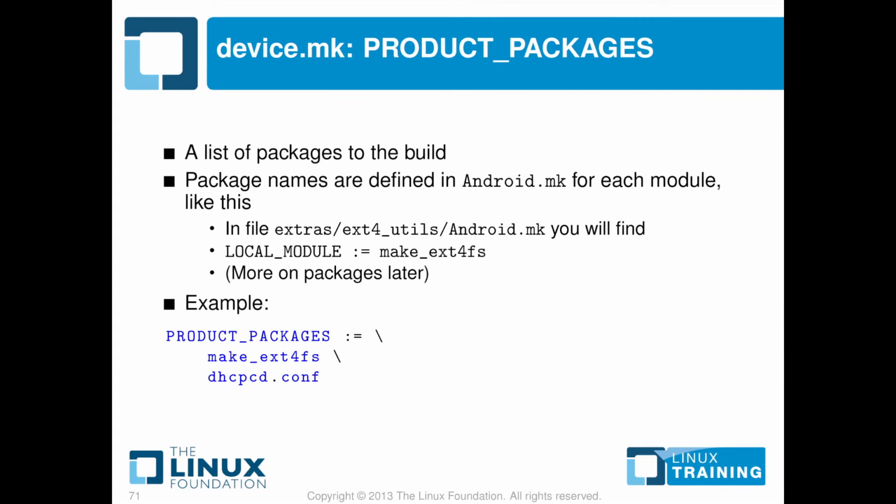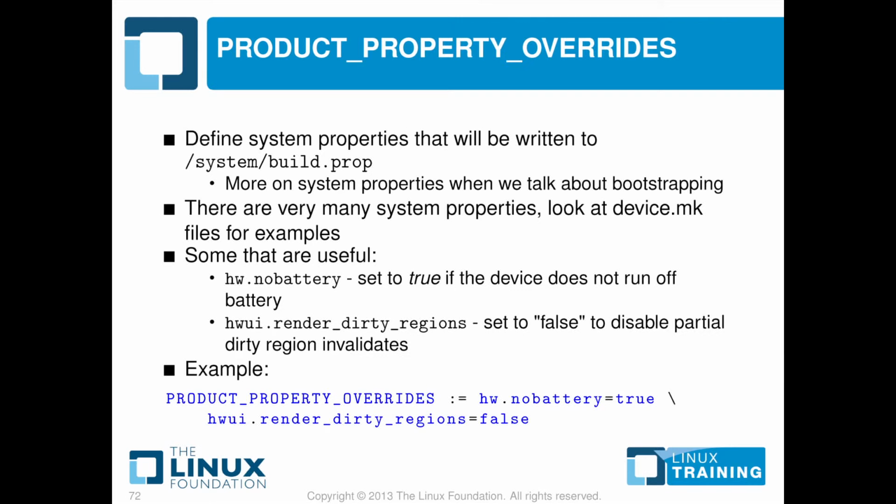Next one, product_packages. This allows us to define a bunch of Android packages that will also be included. So typically you'd use this to extend the definition with specific packages for your particular application. We're not covering packages in this little short intro, but if you look through the Android source code, dig out all the android.mk files, and you find the name of the packages is defined in a local_module definition. There are a few hundred of them, but you can just do a find and a grep to locate that information.